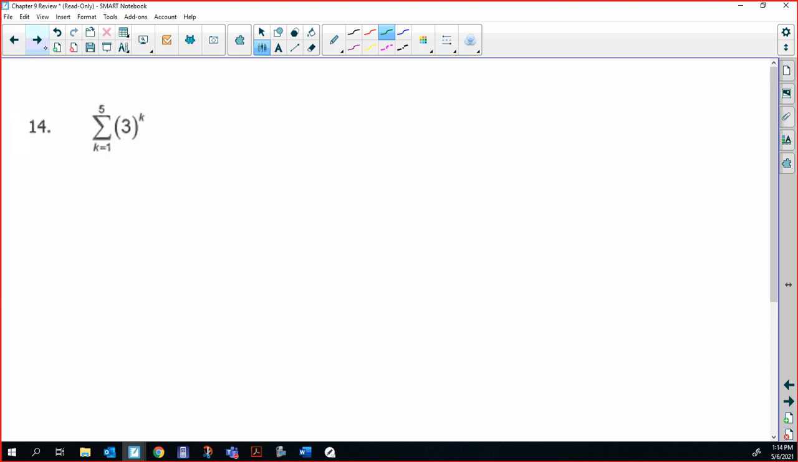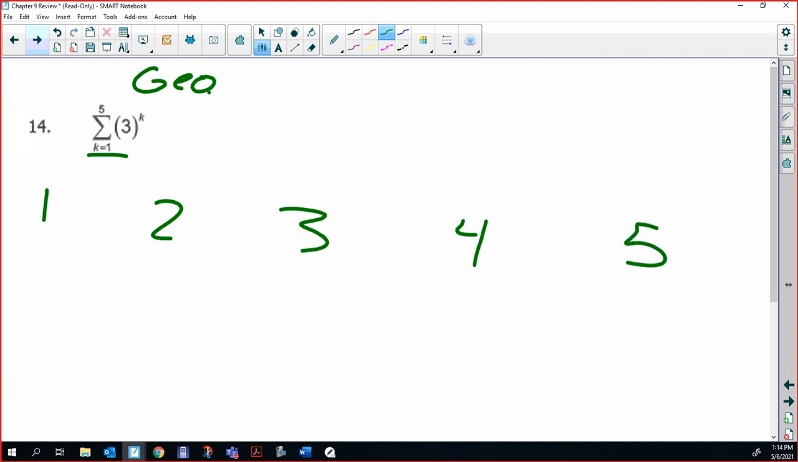Okay, this one, by looking at it, you should see that it's got an exponent, which means geometric. So we need to know the first term for geometric. You have to know how many terms there are, the first term, and r. So if you wanted to, you could also go through manually. We're plugging in 1, and then 2, 3, 4, and 5, because the bottom number is 1, the top number is 5.